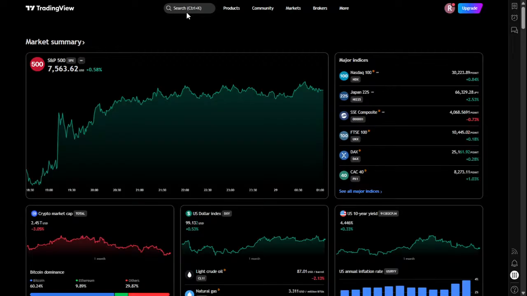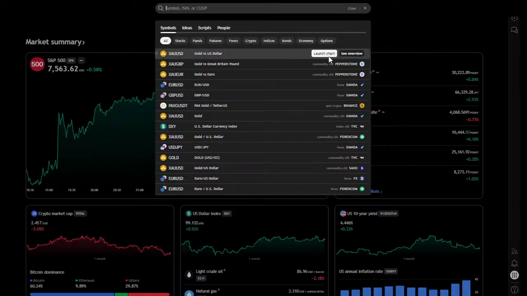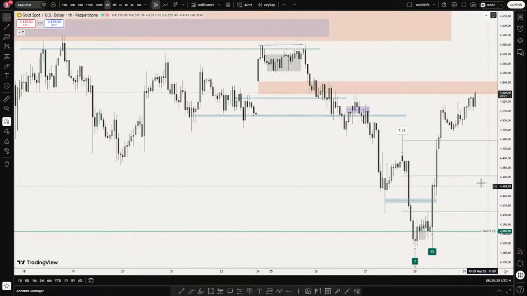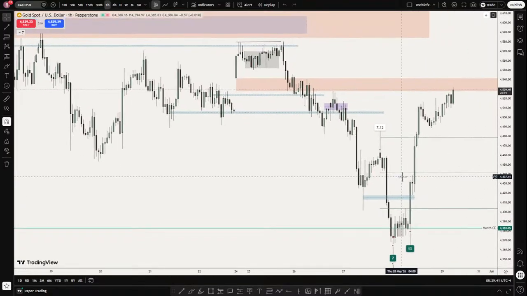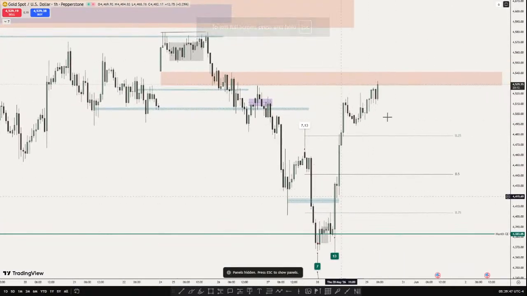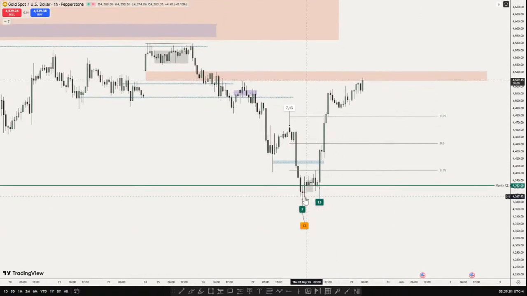I will be breaking down a trade that I took on my gold funded account, and I also took it on the paper account. On the GFT account, I took 1:2 R, and on the paper one I did not manage much better.